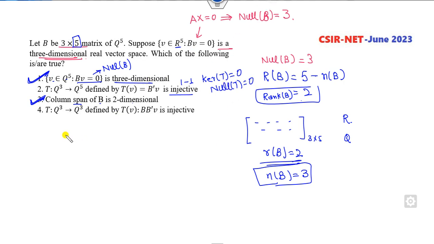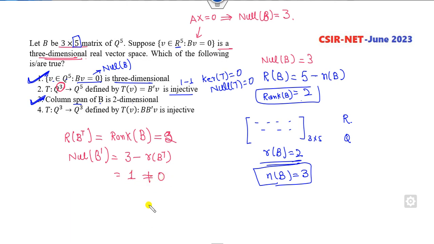Now it's B transpose. What is the rank of B transpose? We all know the rank of B and the rank of B transpose are both the same, so the rank is 2. And what is the nullity of B transpose? The number of dimensions is 3, so 3 minus the rank of B transpose is 1, which is non-zero. It means it is not one-one, so this option is cancelled.